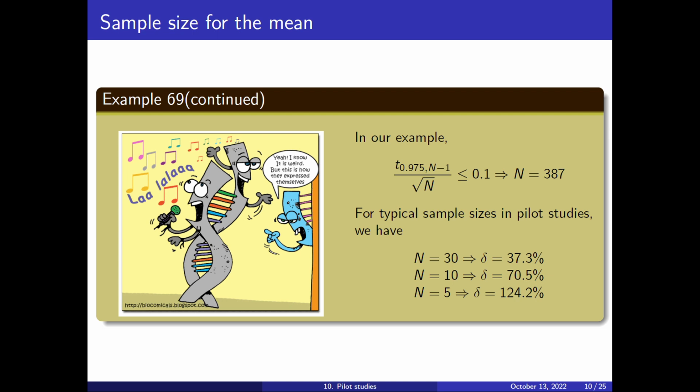So typical sample sizes in pilot studies give you delta values of 124, 70, 37. That means that once you have a measurement of the sample mean, the true mean can be that one plus minus this delta times the standard deviation of the sample. So it is almost plus minus the standard deviation. This number is almost 1. So it is more precise than before, but still you get a lot of uncertainty.